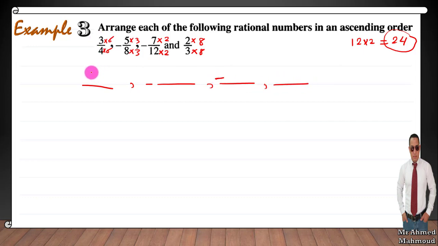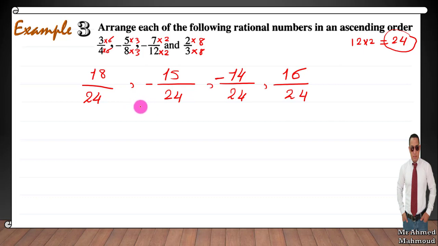Three times 6 is 18. 4 times 6 is 24. Negative 5 times 3 is negative 15. 8 times 3 equals 24. 7 times 2 is 14. 12 times 2 is 24. 2 times 8 is 16. 3 times 8 is 24.